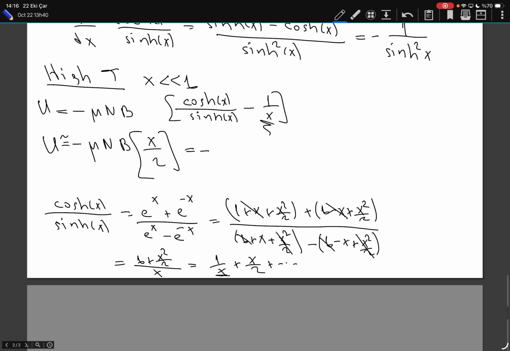which is equal to minus mu b squared, let me also have the n, minus n mu b squared divided by 2 kT. I just wrote the expression of x explicitly. So energy goes to 0 at very high temperatures.